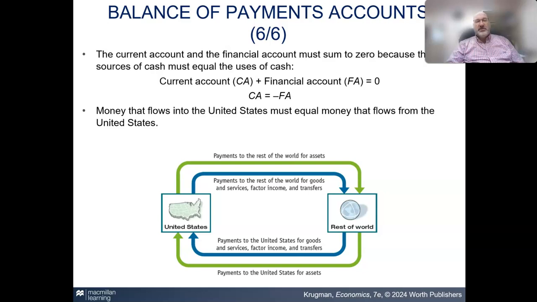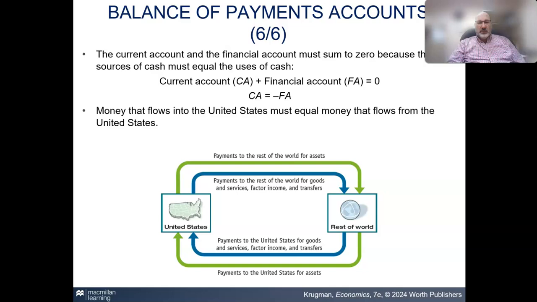Note that this is why the current account and the financial account must sum to zero, because your sources of cash must equal the uses of that cash. So current account plus financial account equals zero, or the current account must be equal to the negative financial account. And this is why that table had a statistical discrepancy before. The money that flows into the United States must equal the money that flows out of the United States. All right, so we have a little circular flow here.